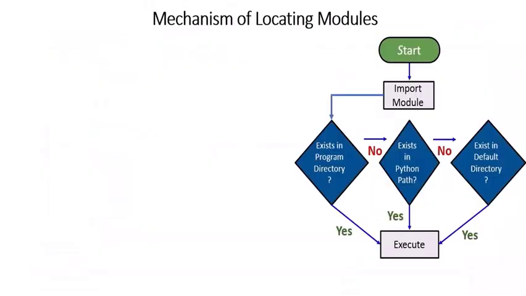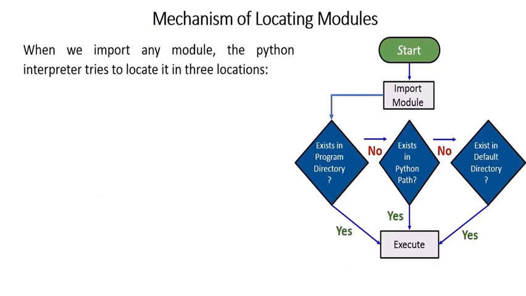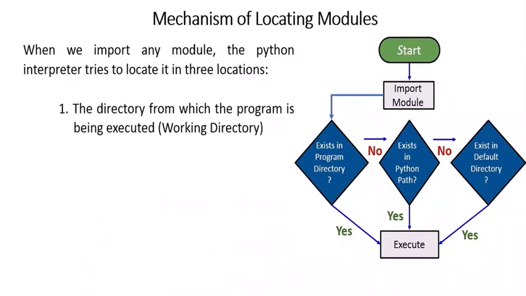Now let's understand how Python looks for the module when you import it. Basically, when any module is imported, Python searches for it in 3 locations. The first location is the directory from which our code is being executed. If Python finds the module in this directory, the import will be done immediately.